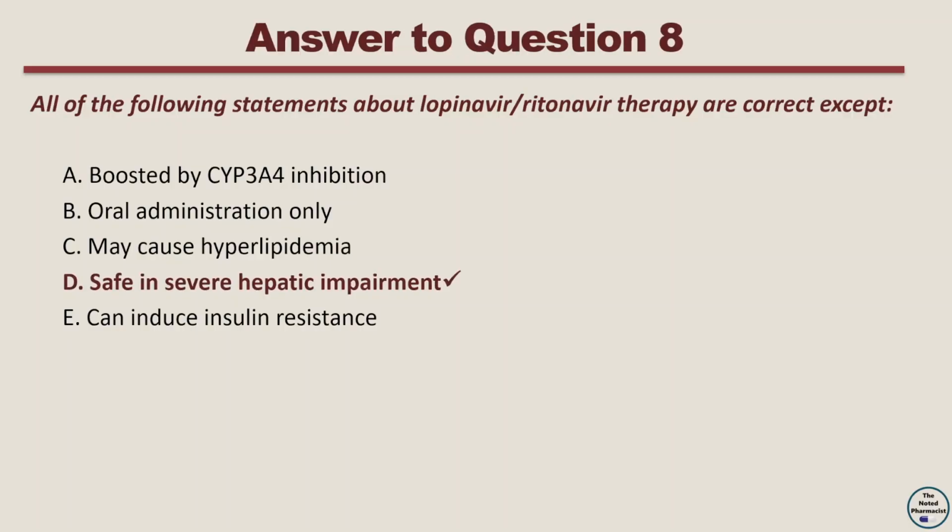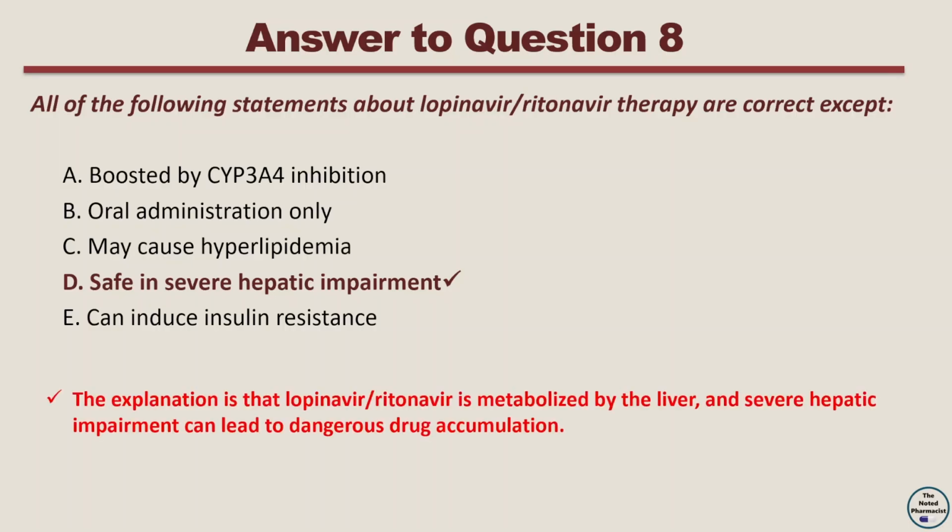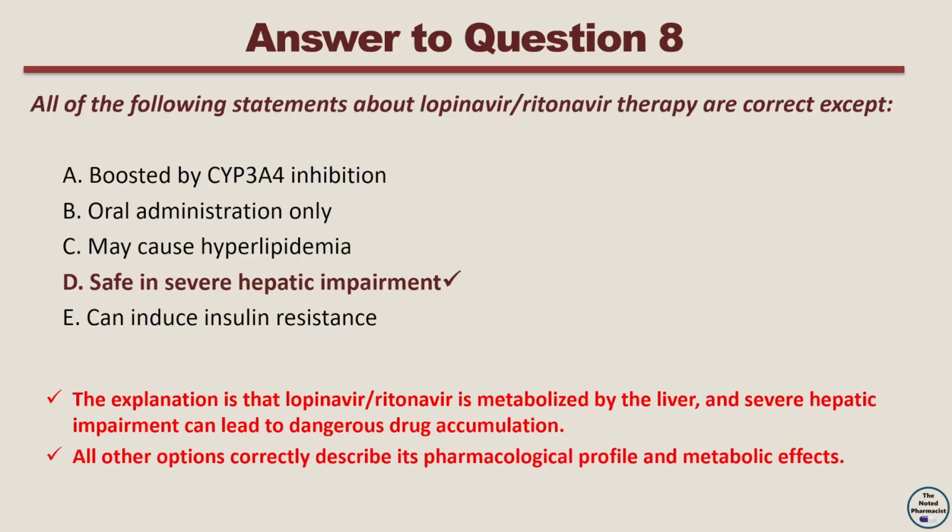The correct answer is option D, safe in severe hepatic impairment. The explanation is that lopinavir/ritonavir is metabolized by the liver, and severe hepatic impairment can lead to dangerous drug accumulation. All other options correctly describe its pharmacological profile and metabolic effects.